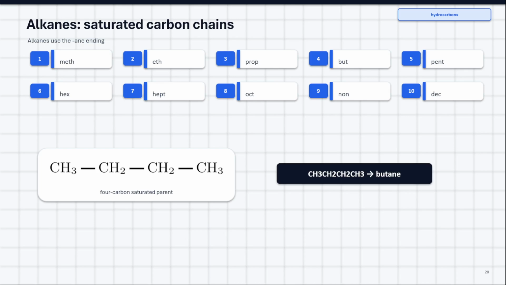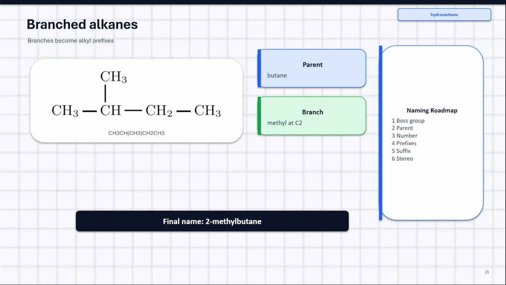The example on the slide is CH3CH2CH2CH3. It has 4 carbons, all single bonds, and no branches. 4 carbons gives but, and a saturated chain gives ane. So the name is butane. Now let us add a branch.